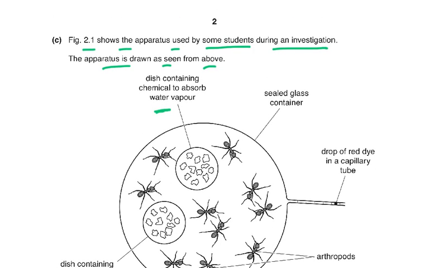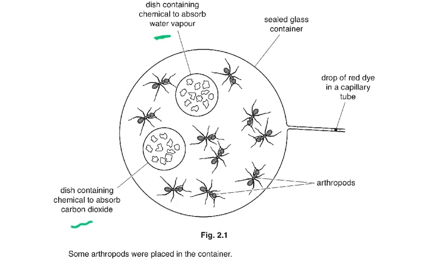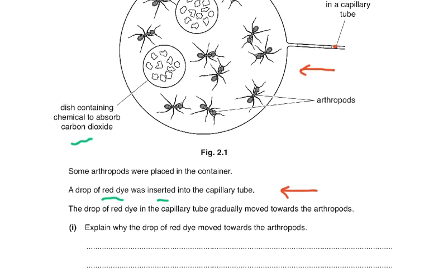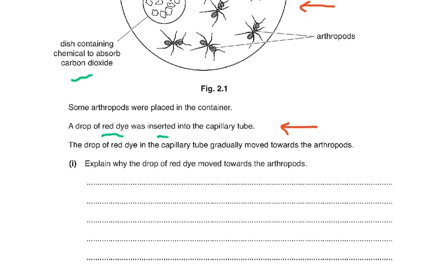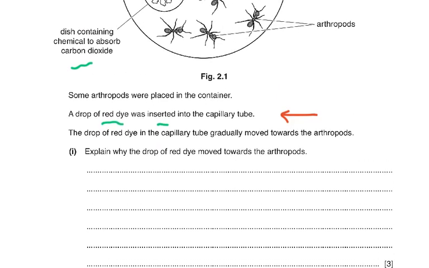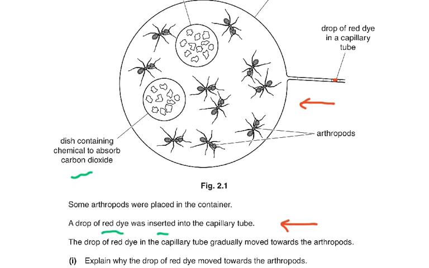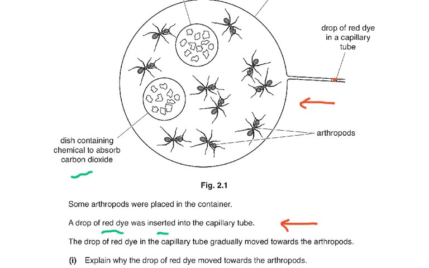Some arthropods are placed in the container. A drop of the red dye was inserted into the capillary tube. Here we've got this red dye. The drop of the red dye gradually moved towards the arthropods. Explain why the drop of red dye moved towards the arthropods. And that's for 3 marks. So you can think of it, what is happening and why the drop of the red dye in the capillary tube is moving towards the arthropods.